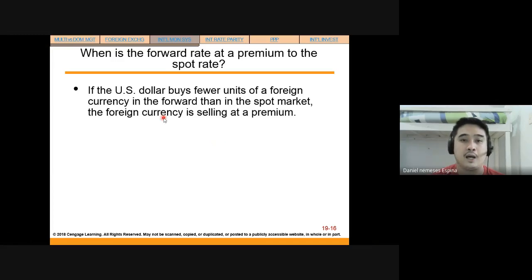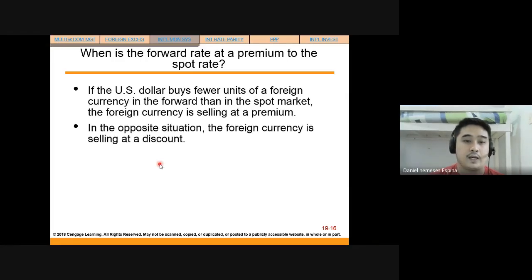Okay, so which means nga mas barato ang spot rate, or the currency in the spot market is cheaper compared to the forward rate. So it's called premium selling. The foreign currency is selling at a premium.